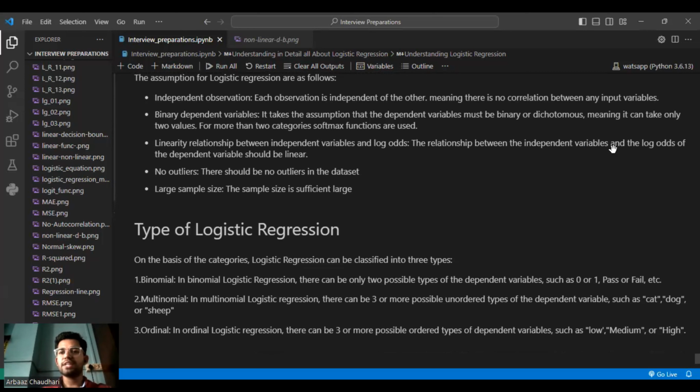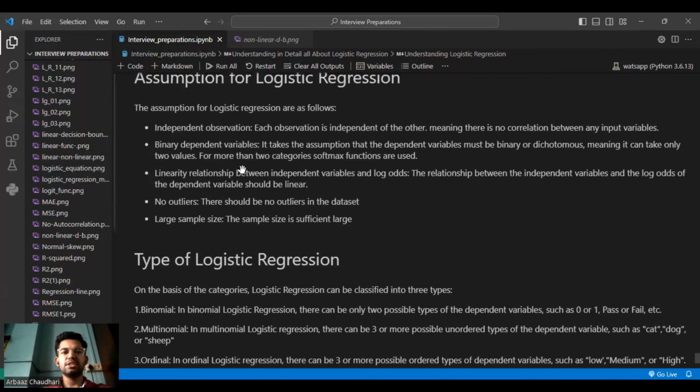Independent variable which is of x and log odds of dependent variable. Something happening to something not. That is what log odds is. It should be linear. Okay. So these are the assumptions.